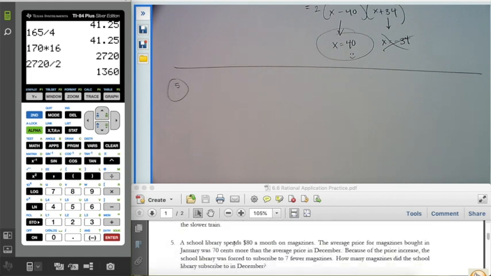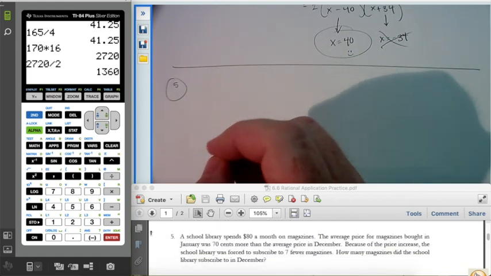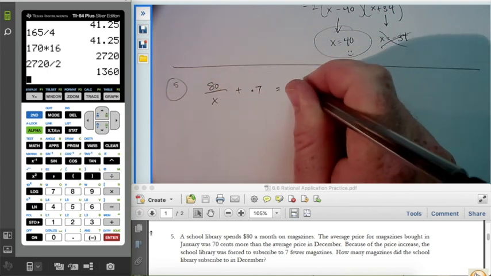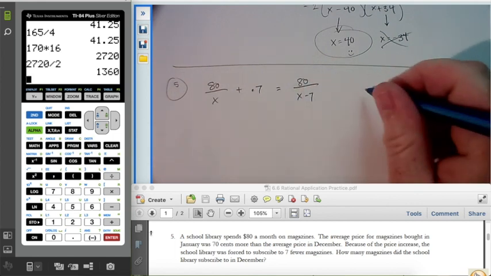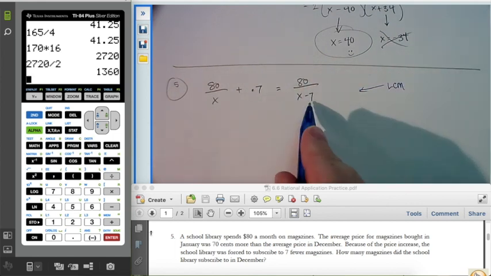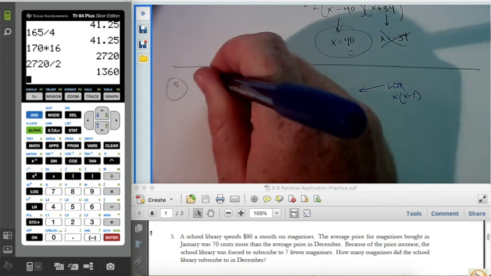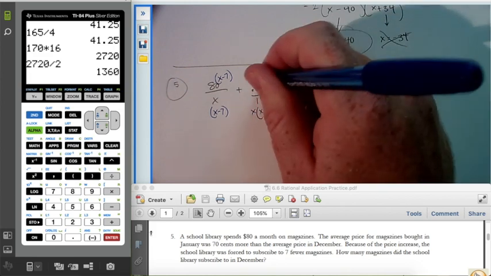Number 5. We are taking 80 over x, and we had to add 0.7, and the answer is supposed to be 80 over x minus 7. So look at those denominators, try and find the least common one. It looks like I'm going to need an x and an x minus 7 in every denominator. So let's work to get those denominators the same.